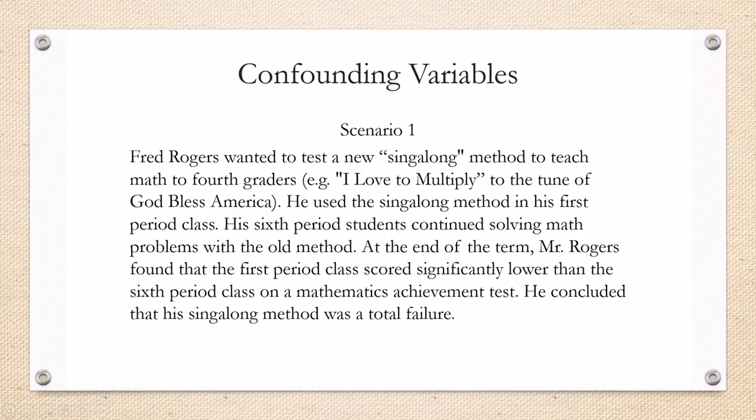Method to teach. Fred Rogers wanted to test a new sing-along method to teach math to fourth graders. He used I Love to Multiply to the tune of God Bless America. He used the sing-along method in his first period class. His sixth period students continued solving math problems with the old method. At the end of the term, Mr. Rogers found that the first period class scored significantly lower than the sixth period class on a mathematics achievement test. He concluded that his sing-along method was a total failure. Was he justified in coming to this conclusion?